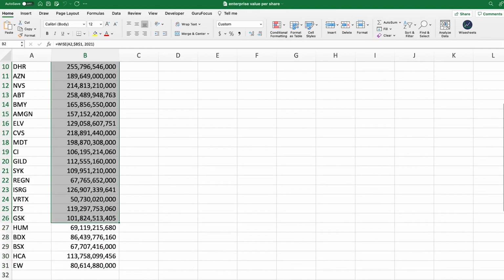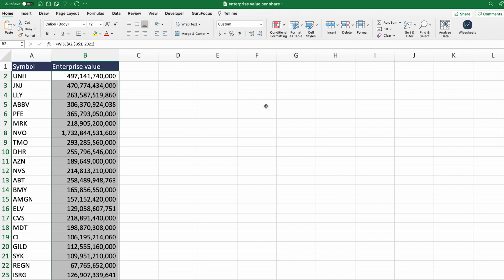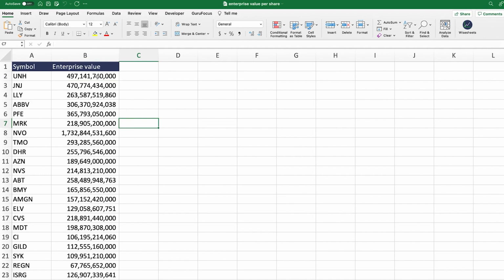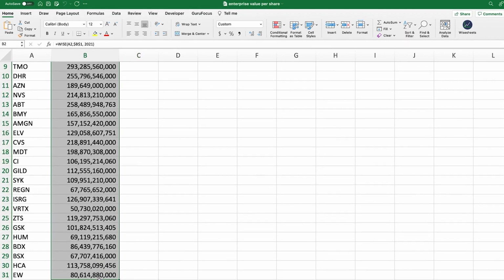And so now we can go ahead and start to do some different comparisons and analysis to find valuable companies to invest in. Before we get into that though, I want to show you how you can get the enterprise value in real time. So not on a historical basis like we're doing right now, but right now based on the current market cap and the latest debt and cash numbers. In order to do that, it's very simple. We're going to get rid of these formulas right here.